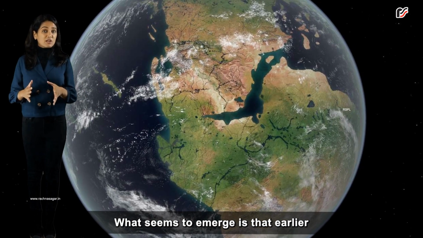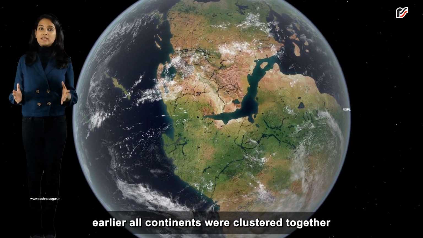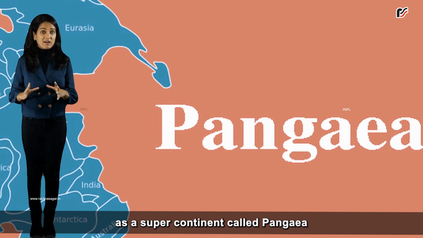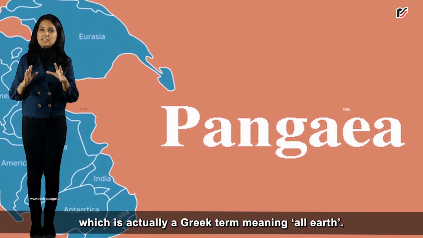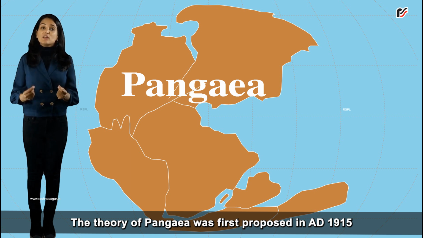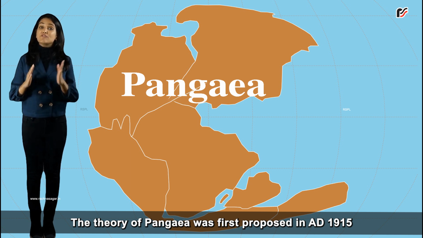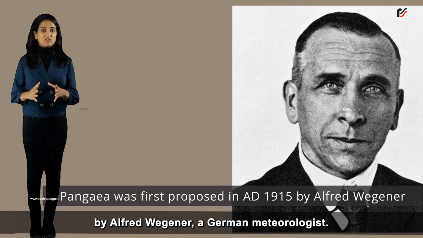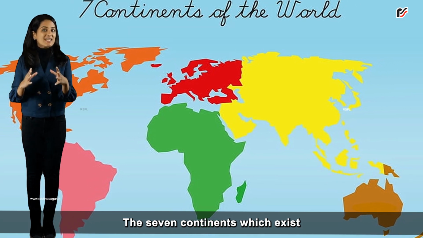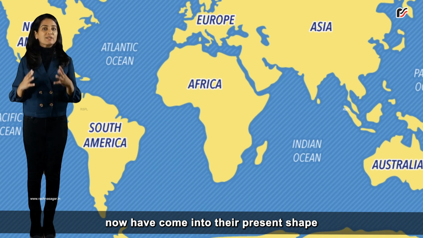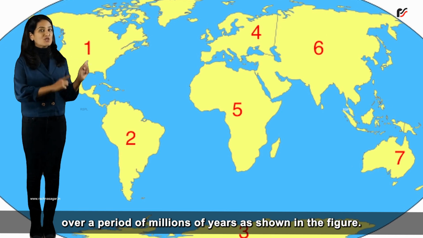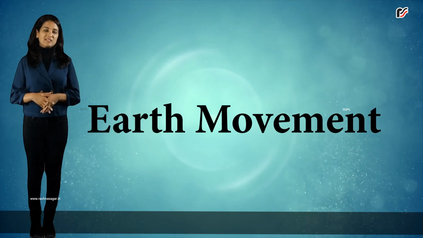What seems to emerge is that earlier all continents were clustered together as a supercontinent called Pangaea, which is actually a Greek term meaning all Earth. The theory of Pangaea was first proposed in AD 1915 by Alfred Wegener, a German meteorologist. The 7 continents which exist now have come into their present shape over a period of millions of years as shown in the figure.